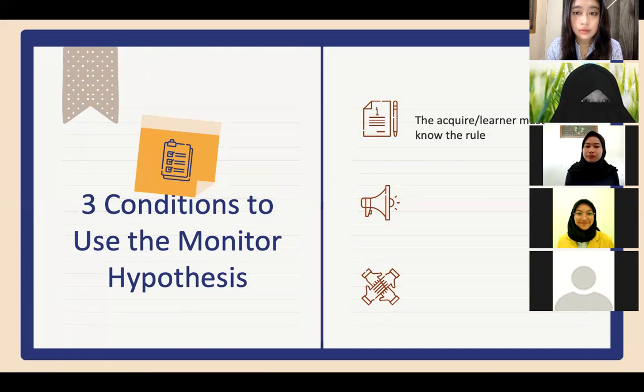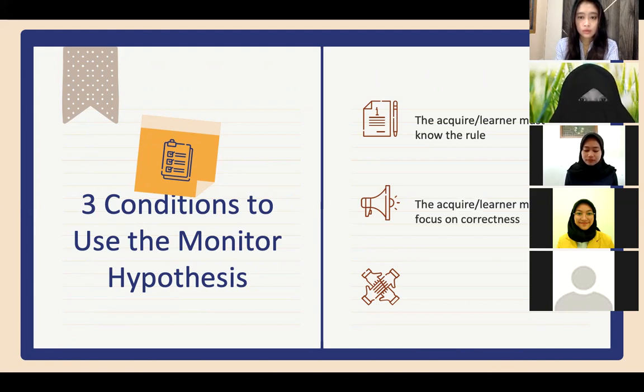Next is three conditions to use the monitor hypothesis. The first one is the acquirer or learner must know the rule. This is a very difficult condition to meet because the speaker must have had explicit instruction on the language form that he or she is trying to produce.